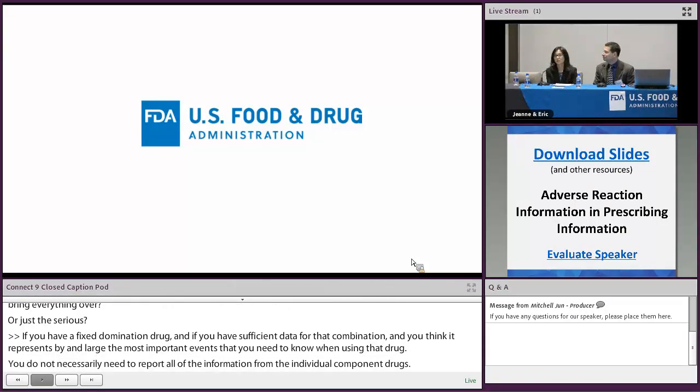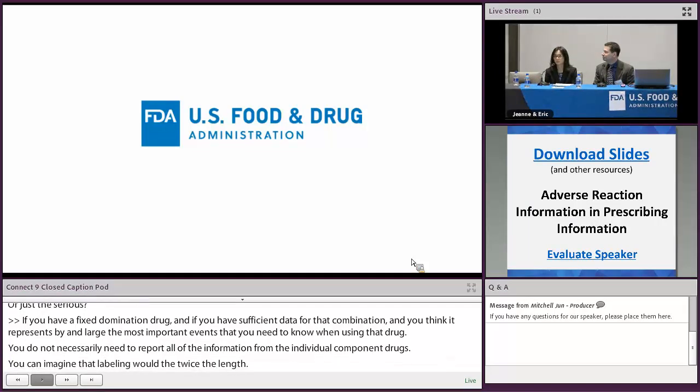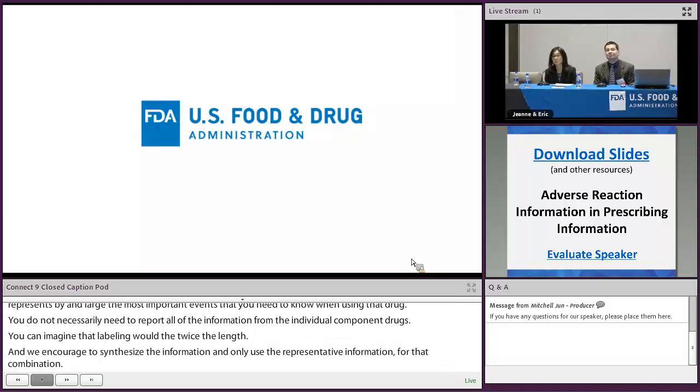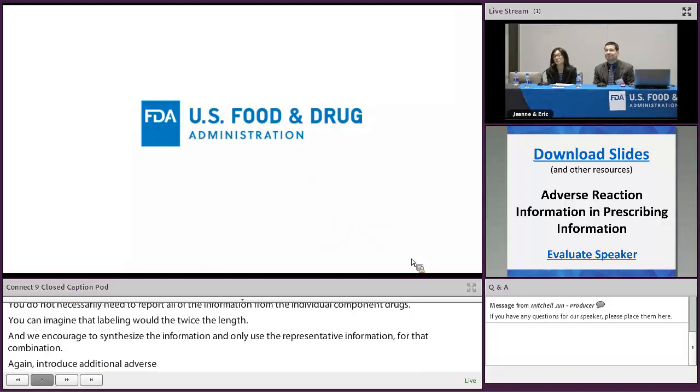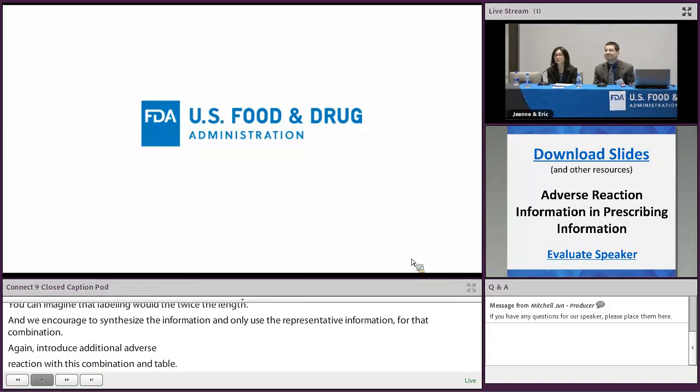In fact, we would encourage that you synthesize the information and present only the representative information, which is from the combination. And then you can use commentary to introduce additional adverse reactions that weren't already summarized in the combination use table. Does that answer your question? Yeah. That's a good question. That does come up frequently with combination drugs.